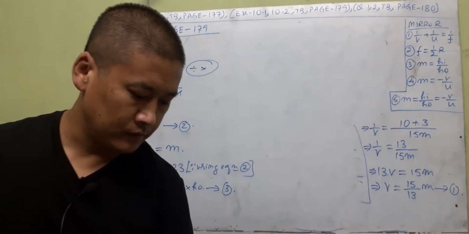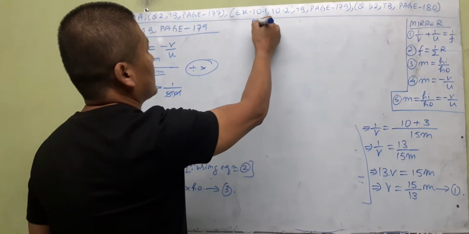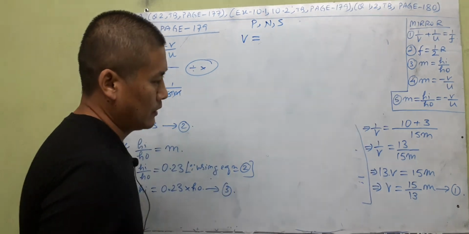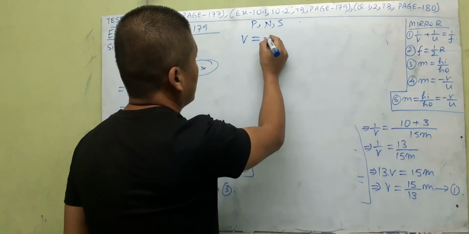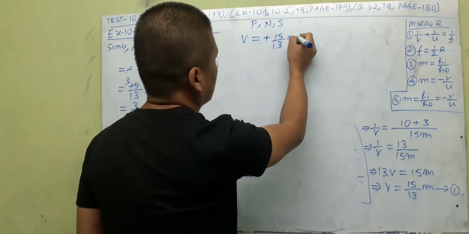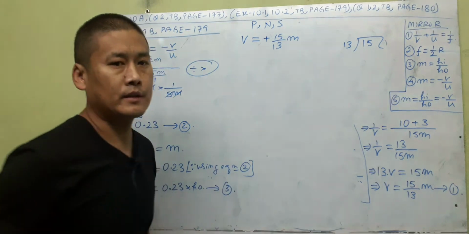Go back to the question. Position first, then nature and size. Position means V. So let's write V. We got here, no sign means plus 15 by 13 meter. So let us divide this. 15 divided by 13. Now finally in the end we divide it, that's the better way.